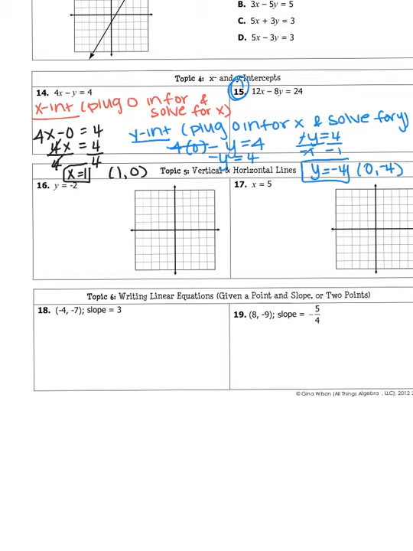All right, so you're going to go ahead and do the same thing for number 15. To get your x-intercept, plug 0 in for y and solve for x. For the y-intercept, plug 0 in for x and solve for y.